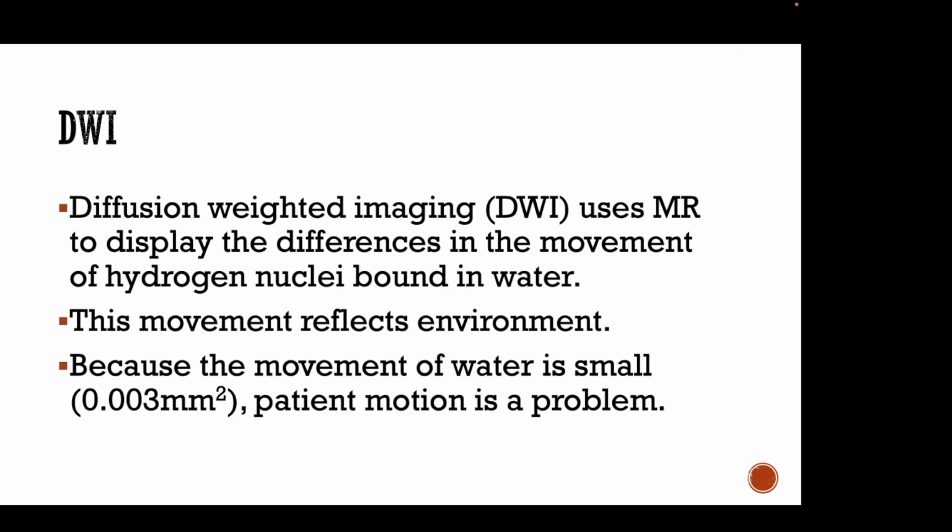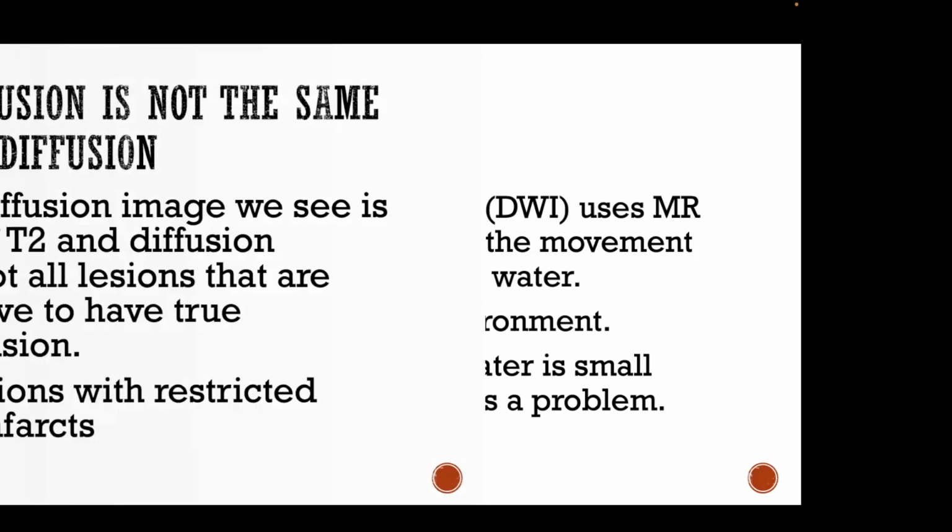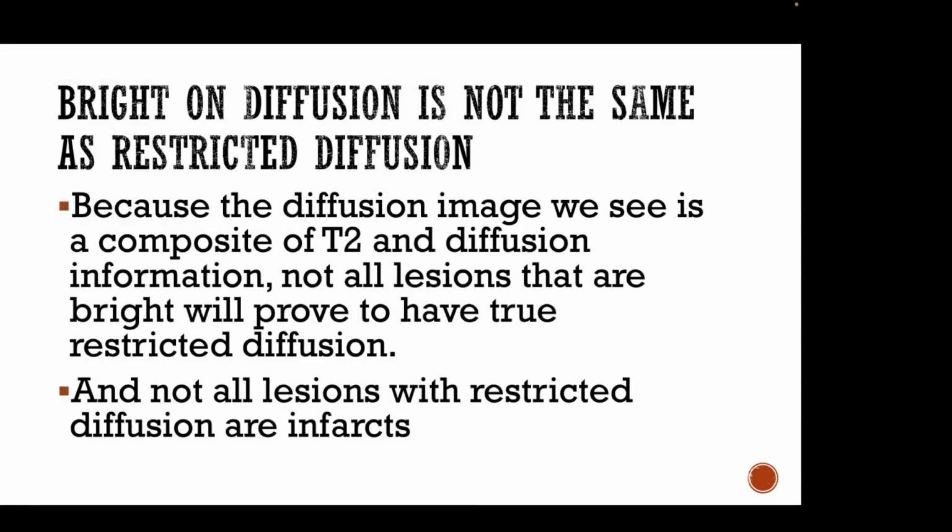The movement reflects the environment that the water lives in. So if you have more structure, you have less diffusion. If you have a more disorganized water, which of course at the extreme is the ventricles themselves, the CSF, the movement reflects exactly where the hydrogen lives. And because the movement is so small, patient motion is a problem, which is why we use very rapid imaging such as echoplanar, which is usually filled with artifacts.